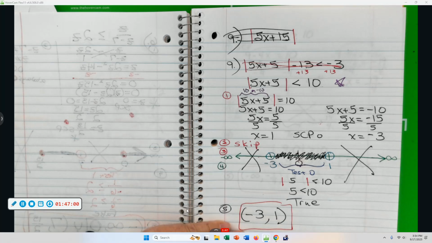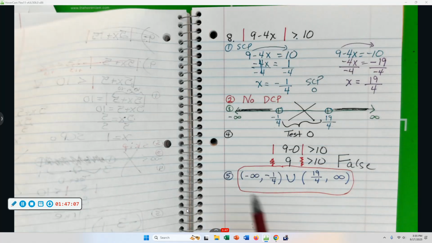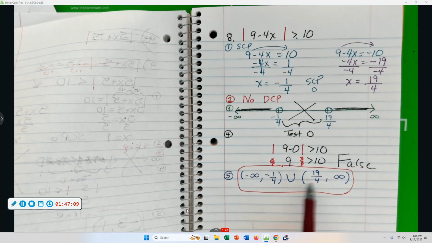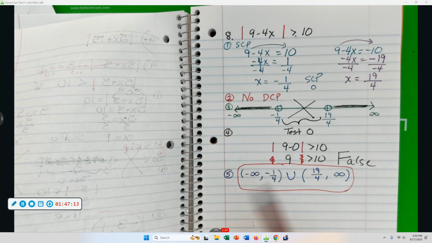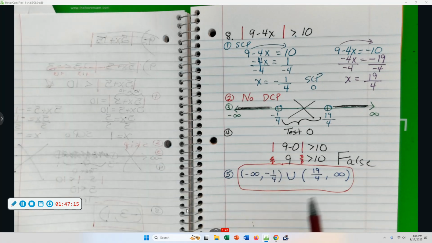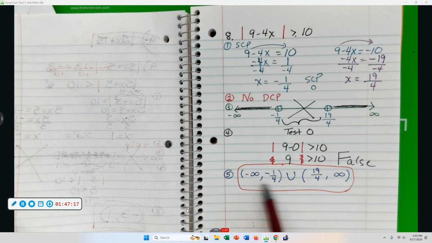And no, the only characters that can appear in your answers are cut points, infinity, and negative infinity. The test values themselves, you do not type in.